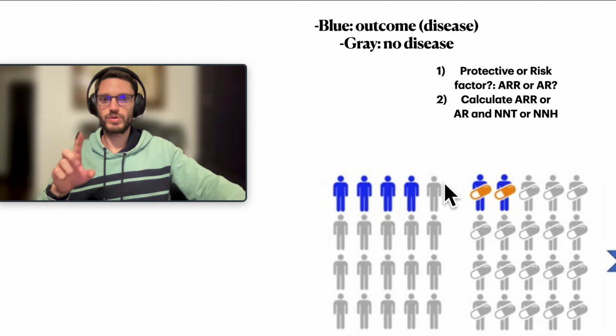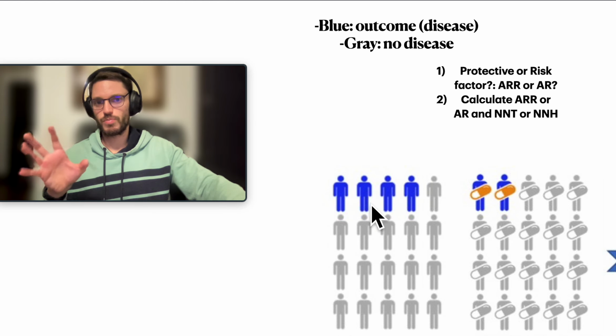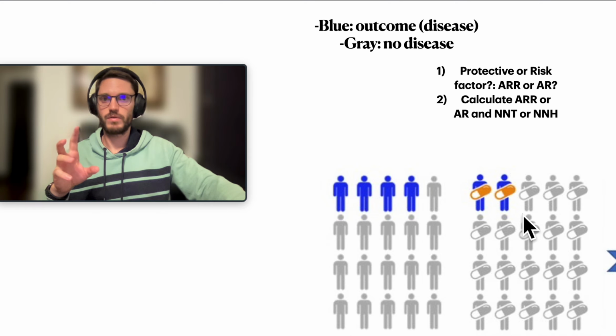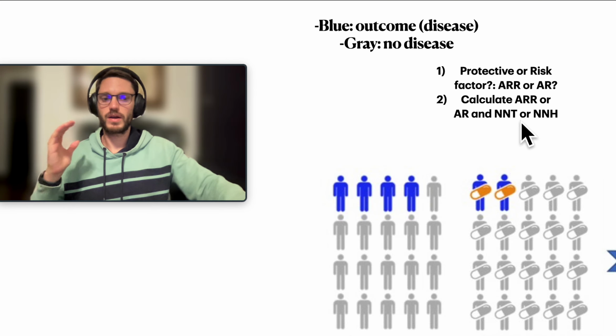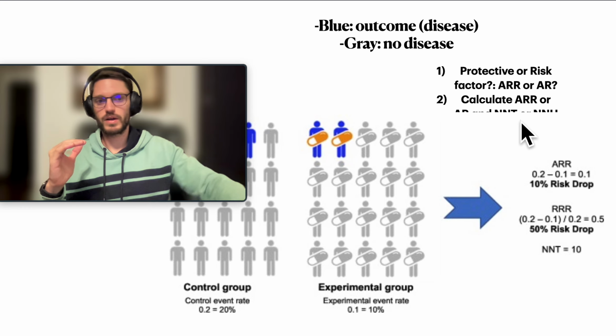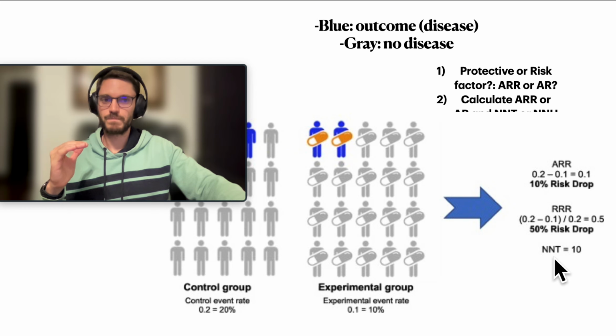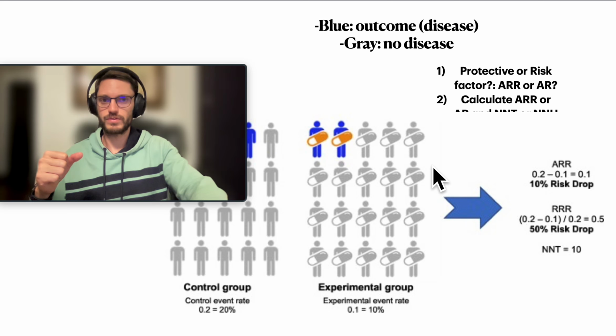So the absolute risk reduction would be 0.20 minus 0.1, which gives you 0.1. And the NNT is the reciprocal of 0.1, which is 1 over 0.1, which gives you 10. You can pause the video, see it through, and there you have the answer.